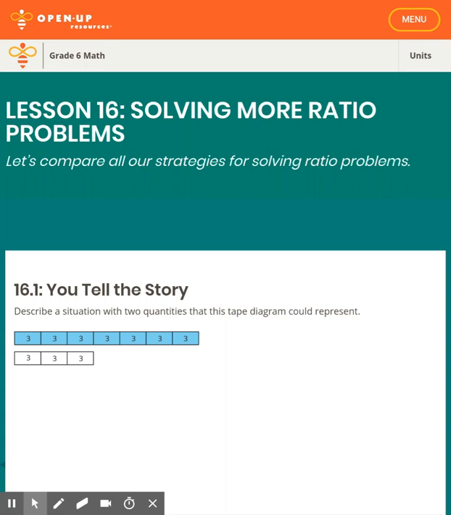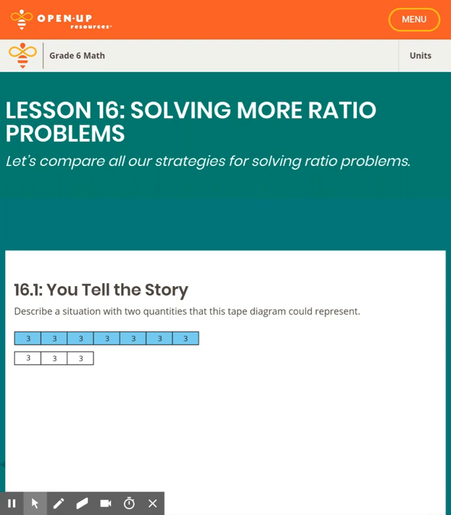Let's look at lesson 16, the final lesson in the ratio unit, unit 2 in 6th grade math. In this lesson, students are looking at the different strategies and tools we've used for solving ratio problems. So they're going to be solving problems, but they're also going to be talking about which tool is best for this problem. This is really high-level thinking we're asking them to do, to not just solve the problem, but justify why they picked the strategy they picked.